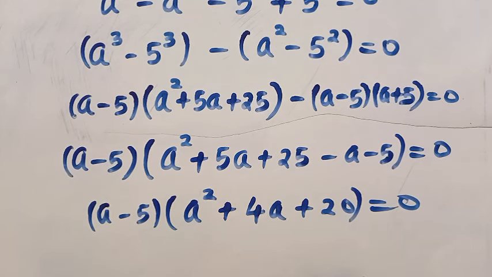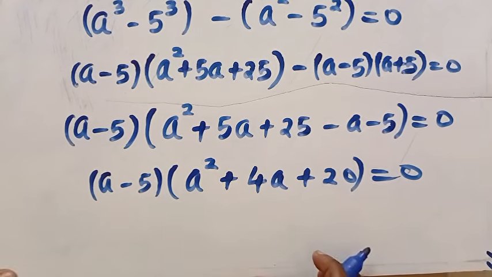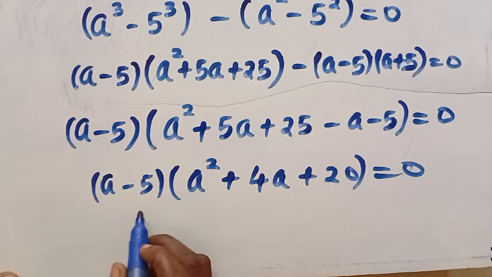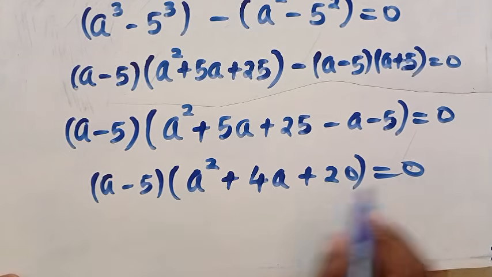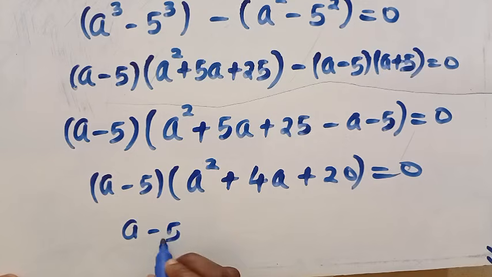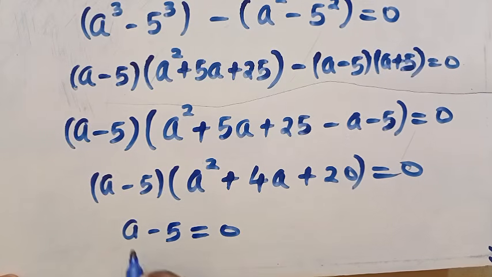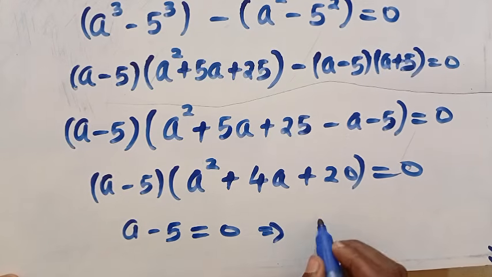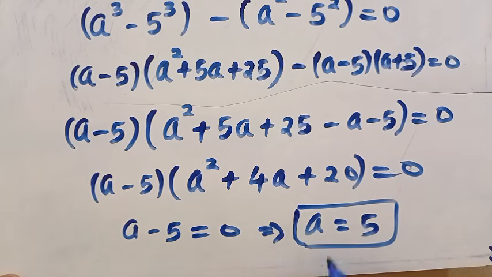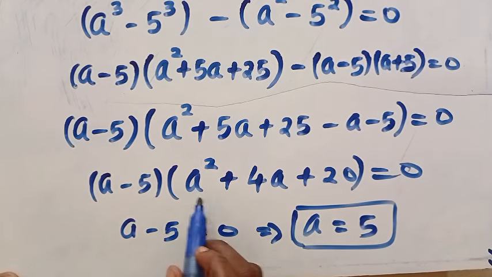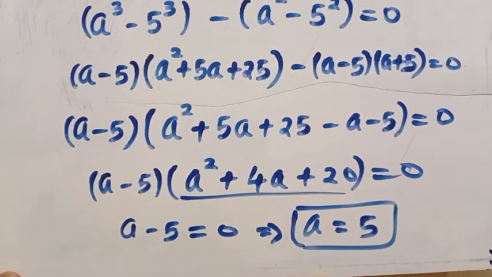But remember that we need all the solutions. And by rule of quadratic, this is just like A minus 5 equals 0. A minus 5 equals 0. If A minus 5 equals 0, implies that our A here equals 5. This is the first solution that we have. And we have to solve the second parenthesis and see more solutions that we can get.